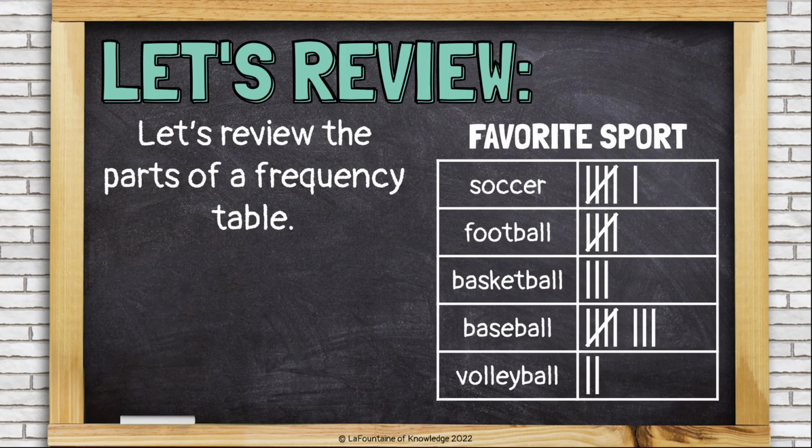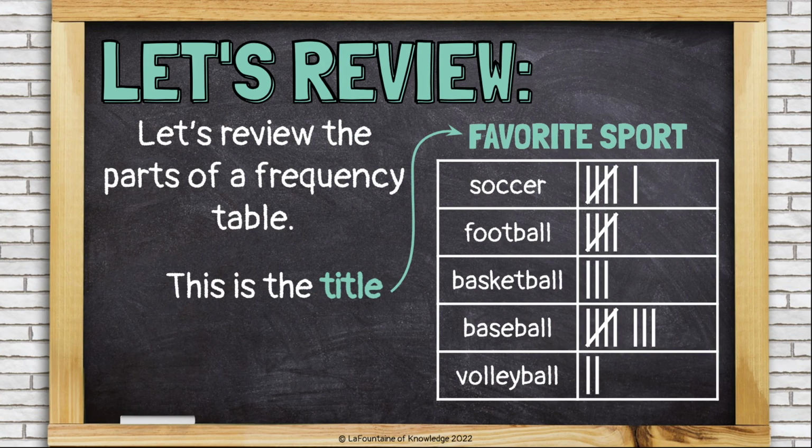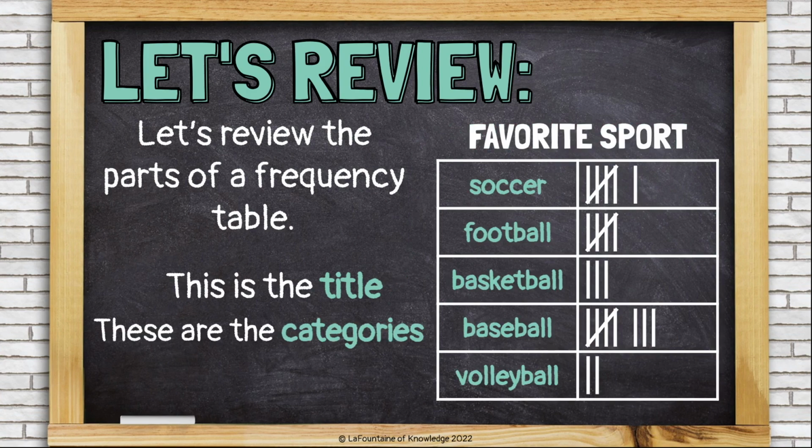Let's review the parts of a frequency table. This is the title, favorite sport. It tells me what this data is about. These are the categories. They're kind of like the answer choices. So when I ask, what's your favorite sport? The categories or answer choices were soccer, football, basketball, baseball, and volleyball.